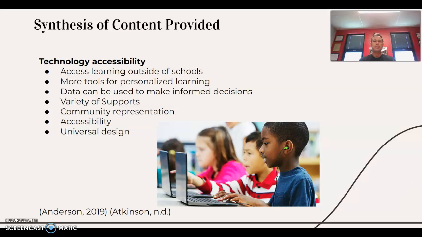Looking at technology accessibility. So access, learning outside of schools, and that there are more tools for personalized learning. Looking at the variety of supports, whether it's language supports, text to speech, adjusting time and due dates, anything like that. Also looking at accessibility, the speed, the voice, the physical controls, and how data can be used to help make informed decisions. And then looking at universal design as well, so that we're able to engage as educators content in different ways.